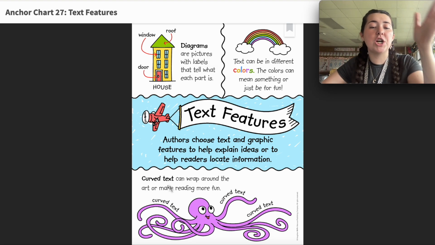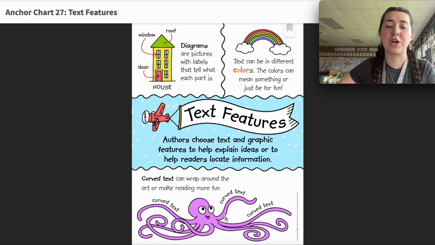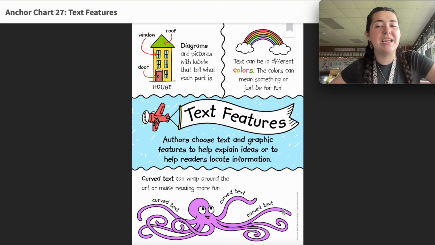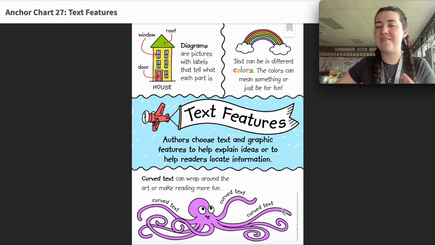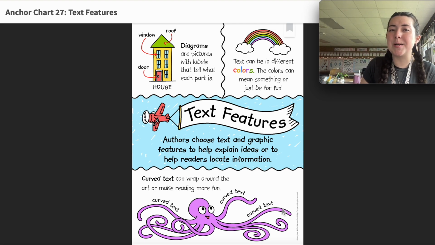And then curved text can wrap around the art and make reading more fun. Here we have curved text that's wrapping around those octopus tentacles. This is just to make reading fun and make it look pretty and be cool. So those are a couple examples of text features that you might see in our story today.